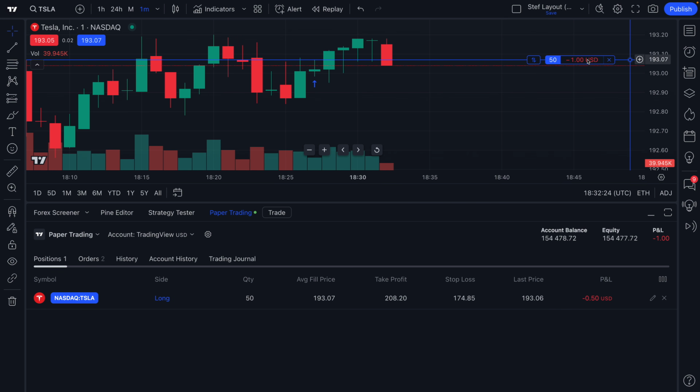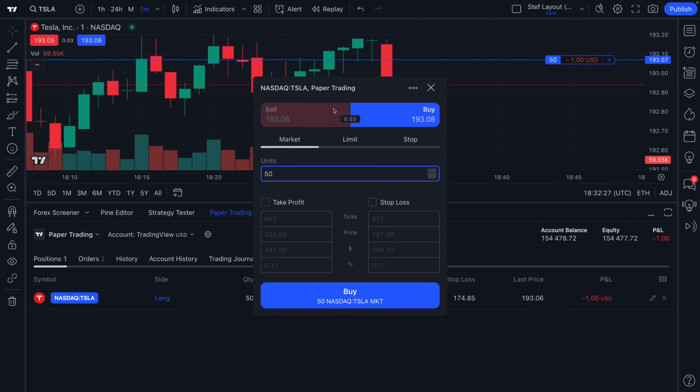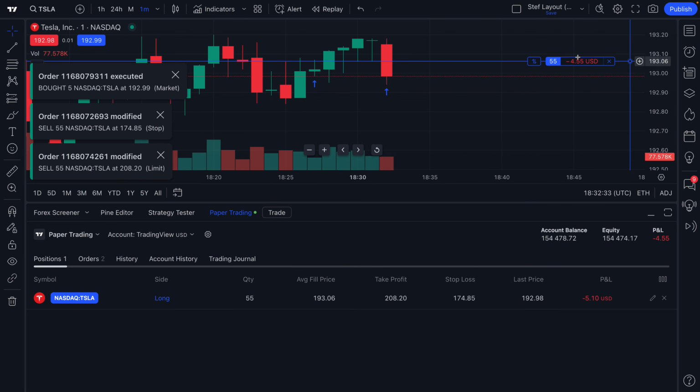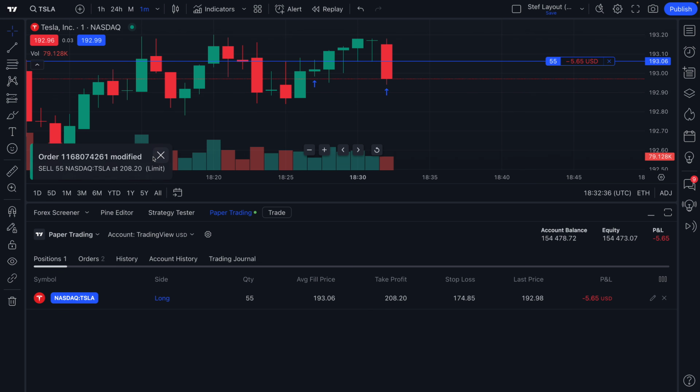Okay, maybe it's below, we're in the red, let's add some. We click buy, we get the order ticket up. Let's add 5 more to our position, click buy, executed. Okay, we're down again, we're down $5. Let's get these order tickets.